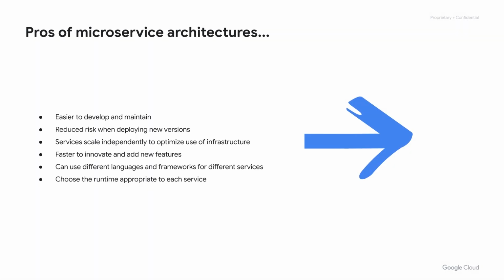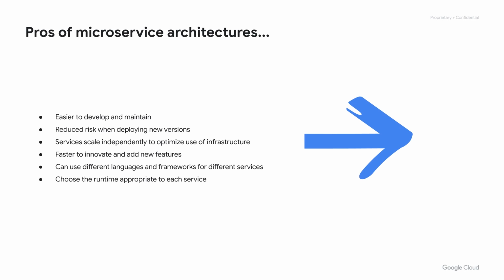So there are a number of advantages to microservice architectures. And the pros include microservice architectures being easier to develop and maintain. For a lot of developer teams, having a smaller chunk of the overall application that they own and that they have to develop and maintain means that they can do so a bit more easily. There's also reduced risk when deploying new versions, which we're hoping we'll be able to do more frequently, which will be one of our later points here.